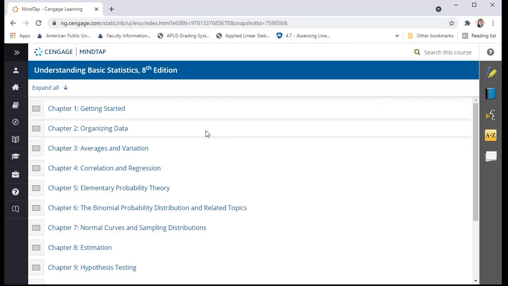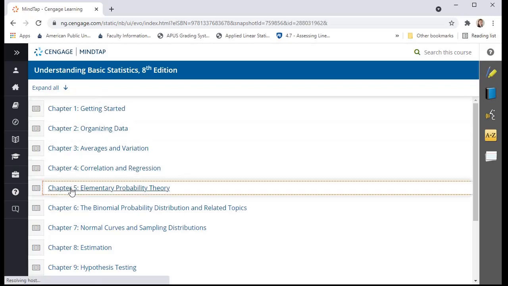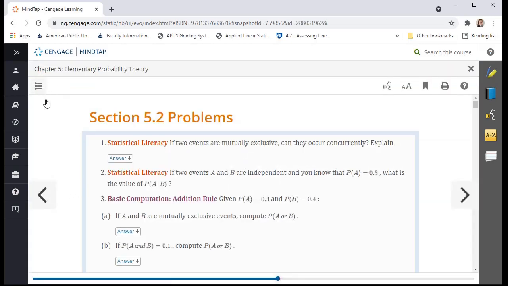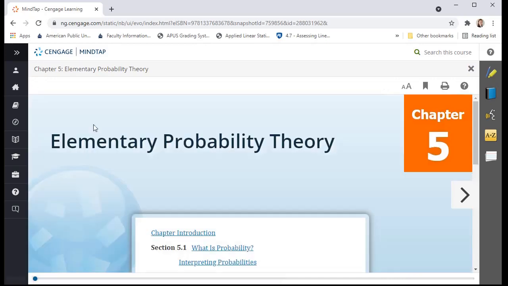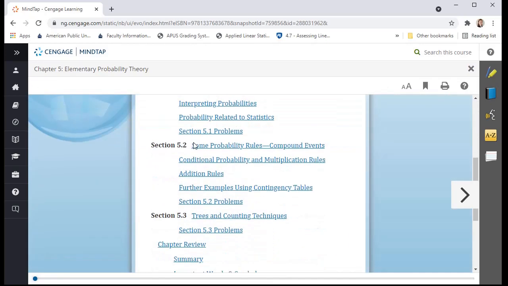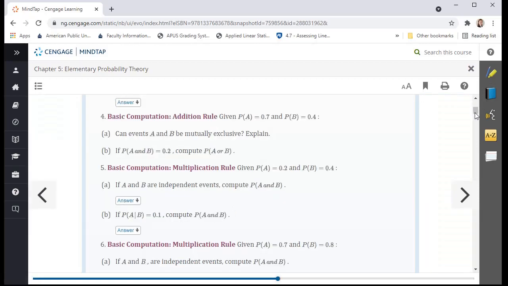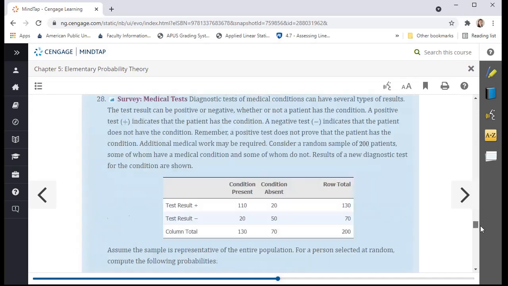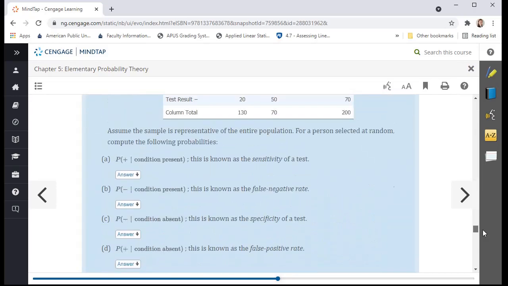Okay, so it's been brought to my attention that there's a problem with one of the examples in our textbook. So if you go to chapter 5, and then, actually let me go back one step. So chapter 5, and then go to 5.2, and then 5.2 problems. So click on that, and then scroll basically to the bottom of the page, question number 28.